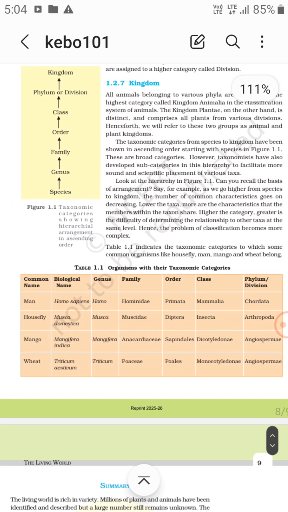Now the organisms with their taxonomic categories. So man, Homo sapiens, genus Homo, family Hominidae, order Primata, class Mammalia, phylum Chordata. Then housefly, that is Musca domestica. Musca is the genus, family is Muscidae, order is Diptera, class is Insecta, and phylum Arthropoda. Mango, Mangifera indica. Mangifera is the genus, and family is Anacardiaceae, order Sapindales, class Dicot, and division Angiosperm. Wheat, Triticum aestivum. Triticum is the genus, family is Poaceae, order is Poales, Monocot, and then Angiosperm.